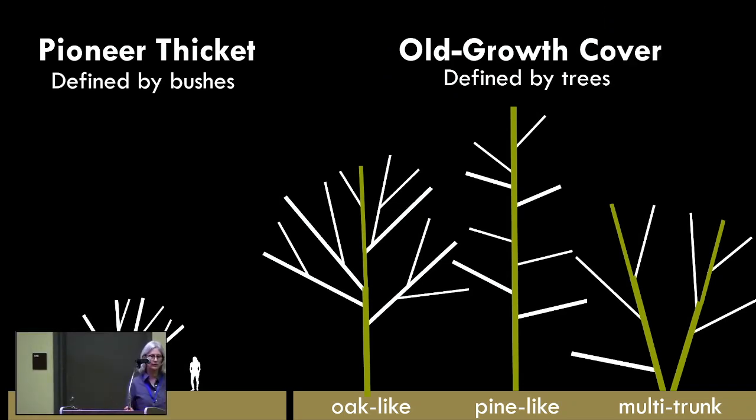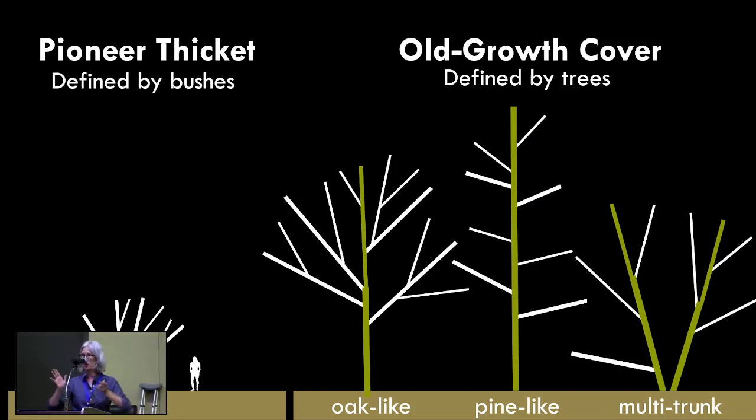Your pioneering thicket is defined by bushes. And a bush just kind of starts about like so, and then just has branches coming out. There's no well-defined central trunk. The trees that you find in old growth cover, basically three different types of forms. You have your oak-like, that has the trunk come out, it fans out like an oak tree. You also have your pine-like. There, the central trunk almost always goes all the way to the top. And then you have your multi-trunk.